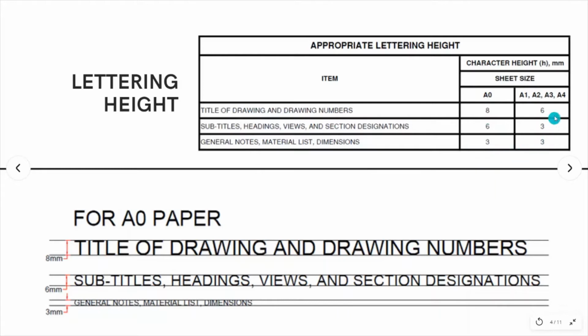Okay? So mao ni ang magic numbers nga atong gamiton, 6 mm and 3 mm, or basically half size ang atong small letters, small fonts, so 6 ug 3, di ba?